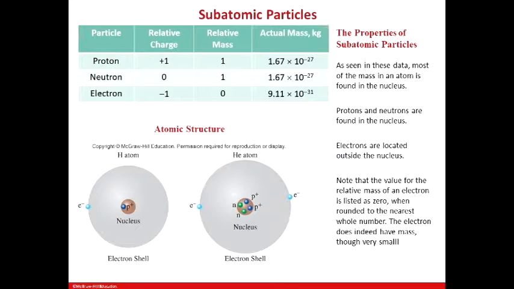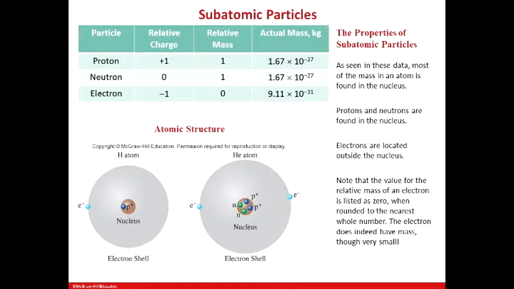All right, let's read the verbiage here. As seen in these data, most of the mass in the atom is found in the nucleus. Protons and neutrons are found in the nucleus. That's it. That's where your mass is. So hang on to that. Electrons are located outside the nucleus. There are no electrons in the nucleus. Note that the value of the relative mass of electrons is listed as 0 when rounded to the nearest whole number. The electron does indeed have mass, though very small. So for freshman chemistry, we consider it as 0. All right. Again, if you move on to upper level science, you'll see where these values get used, particularly in fundamental research. All right. Enough on subatomic particles. Let's talk about electricity.